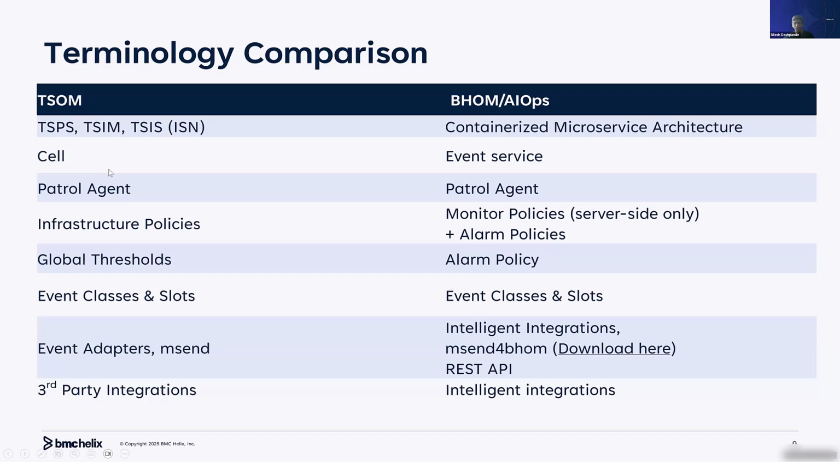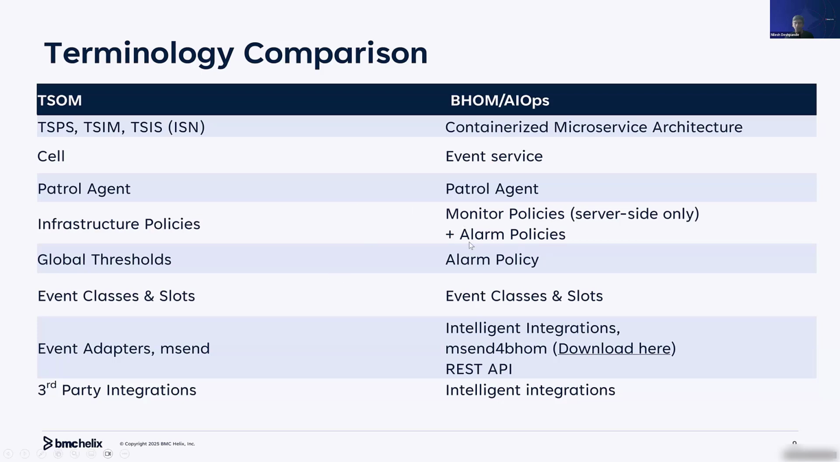The cell doesn't exist, but the equivalent event service is there, and that's being combined together with the event policy to carry out the same functionalities that you used to do with the cell earlier. The petrol agent functionality remains the same. You have the KM, and you can also have the custom KM to be used in a different way. They are all supported.